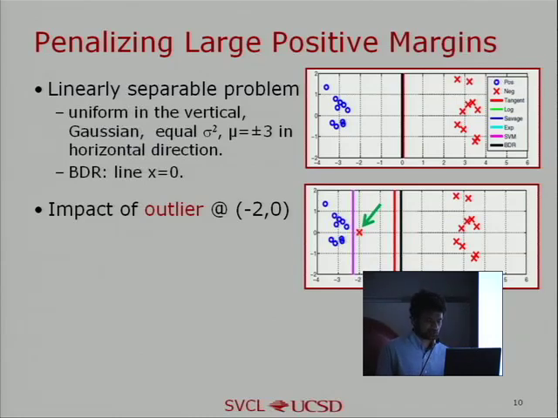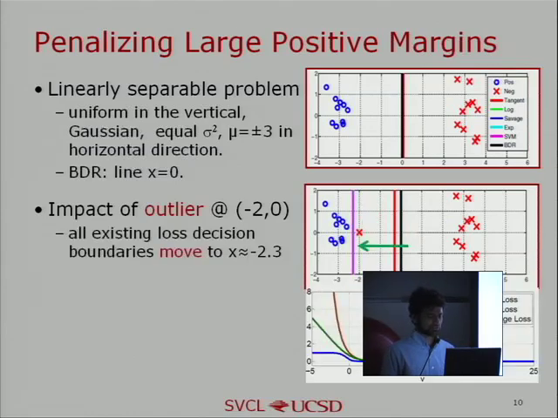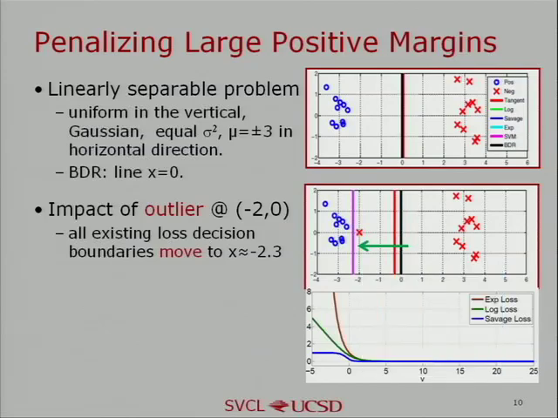But in any case, if you do have a point at -2 and 0, what would happen is that all of these previous loss functions would drastically shift their decision boundary to where the purple line is. And they would place their decision boundary at about x equals -2.3. And the reason for that is because all of these loss functions assign 0 or close to 0 loss for being correct, right? This includes both the log loss, which is the green one, and the Savage loss, which is the blue one.